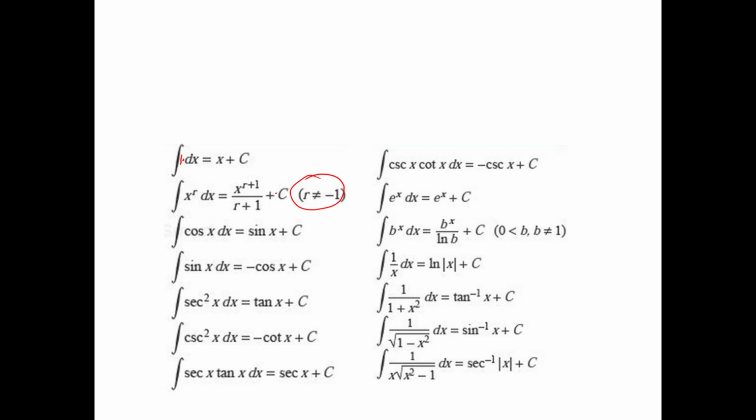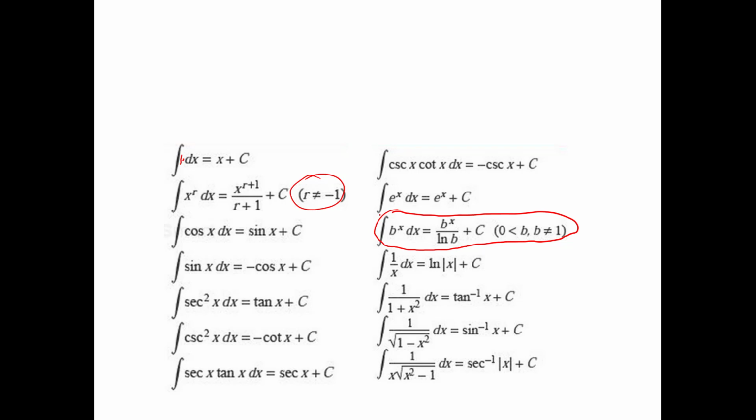The antiderivative of secant x tangent x is secant of x. The antiderivative of cosecant of x cotangent of x is negative cosecant of x plus c. The antiderivative of e to the x dx is e to the x plus c. We're not going to use this a ton in this class, and it won't show up on your exams or quizzes.